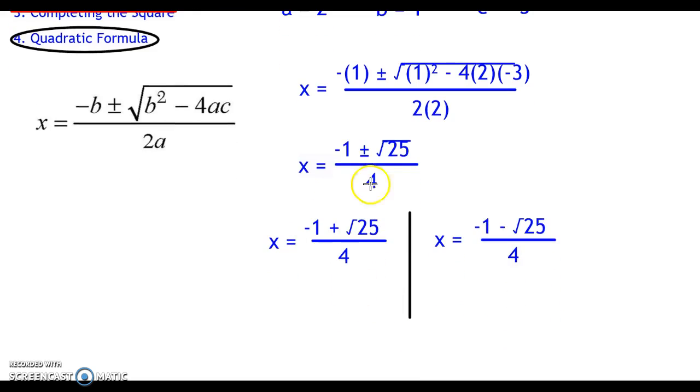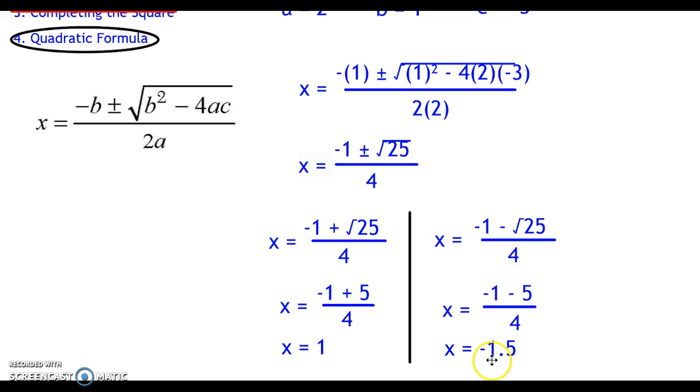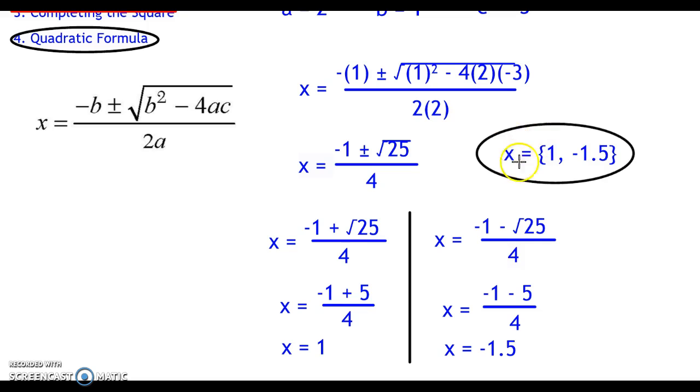We still can do some simplifying though here. We know that 25 is a perfect square, so we can represent this as negative 1 plus 5 over 4 and negative 1 minus 5 over 4. And now we see we can simplify it even more. Negative 1 plus 5 is actually 4, so 4 divided by 4 gives us 1. And negative 1 minus 5 is negative 6, and negative 6 divided by 4 gives us, well, that's negative 1.5. Now we have our two answers, 1 and negative 1.5. Now we can represent them in a solution set. There are your answers. Let's take a look at the next one.